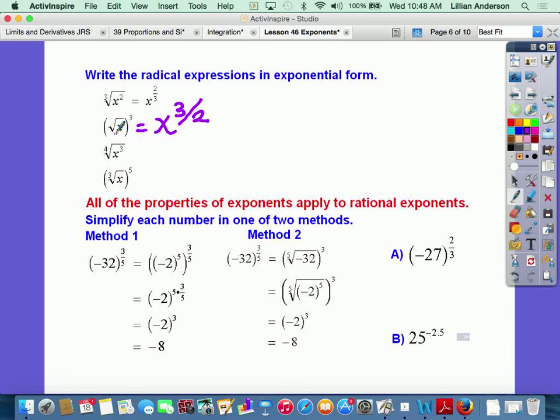Because what is this? Square root. The root is your denominator. So if it's a square root, that means 2 should go at the bottom. That 3 is your numerator. Over here is going to be x to the what? X to the 3/4. You have a 4th root, so 4 is in your denominator, 3 is your numerator. This is going to be x to the 5/3, because it's a cube root, so the 3 is your denominator, the 5 is your numerator.